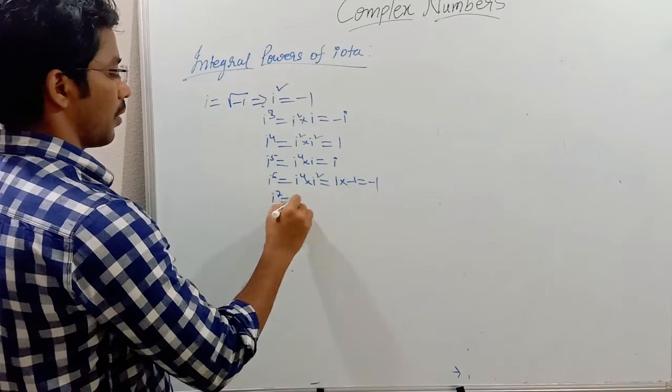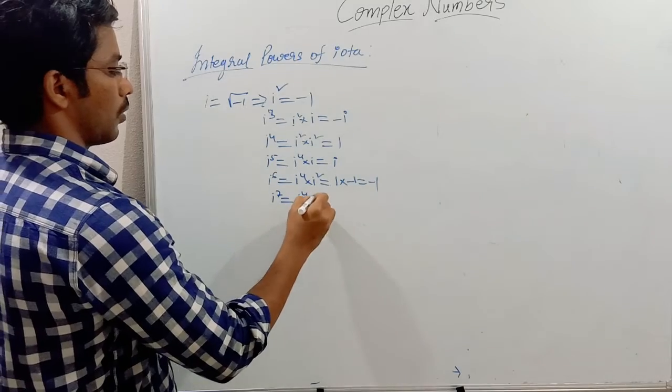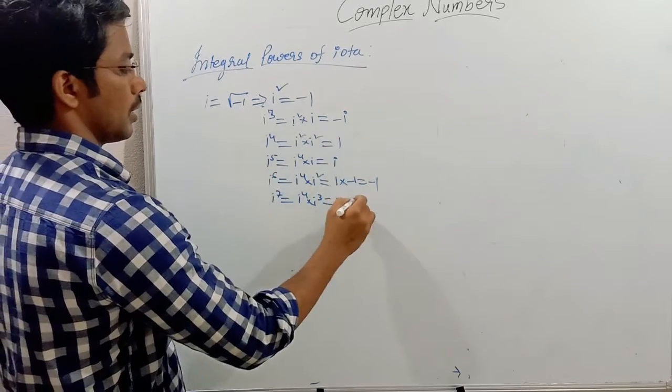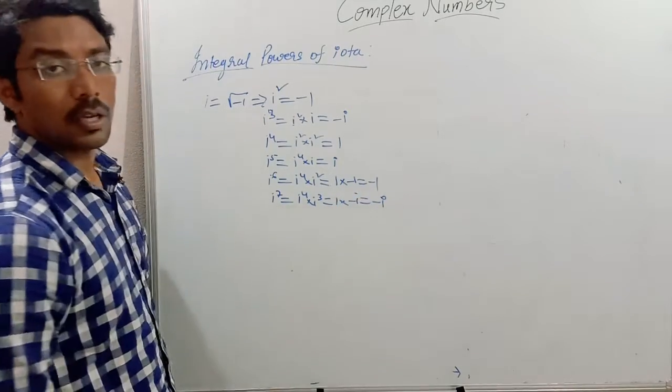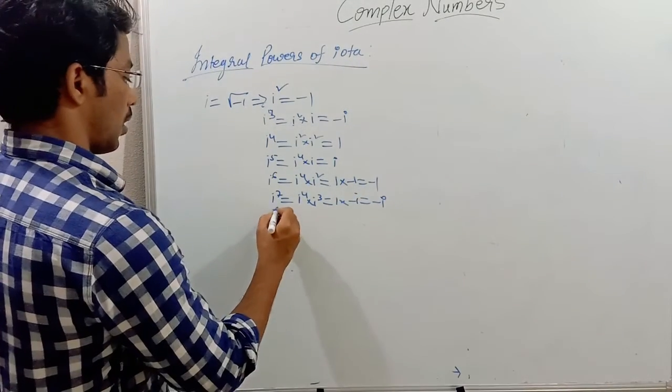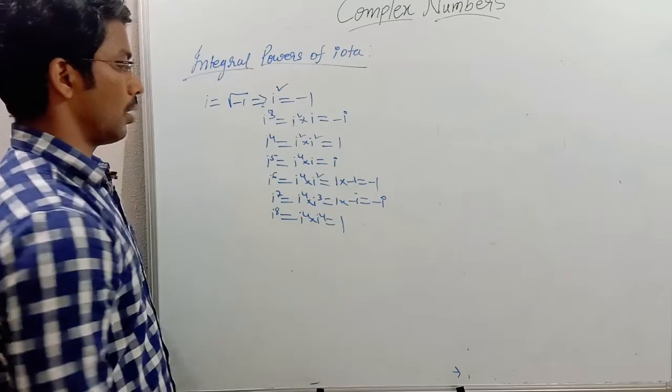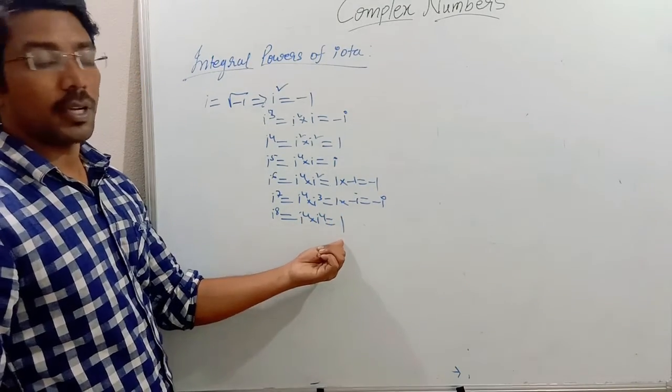Now i power 7 is equal to i power 4 into i power 3. So i power 4 value is 1. i cube value is minus i. So the final value is minus i. So i power 8 value is i power 4 into i power 4. 1 into 1, 1. So the final value of i power 8 is 1.